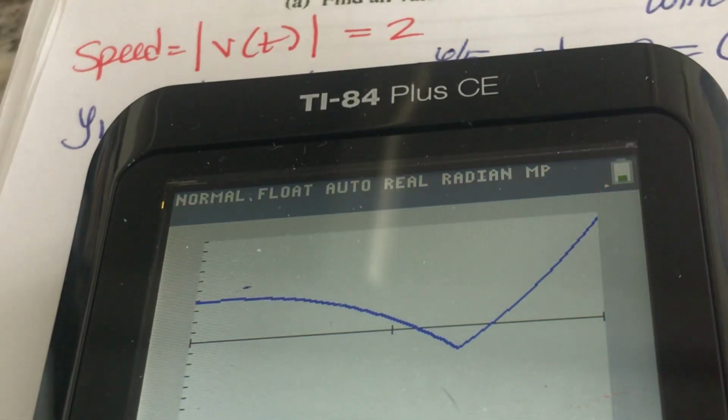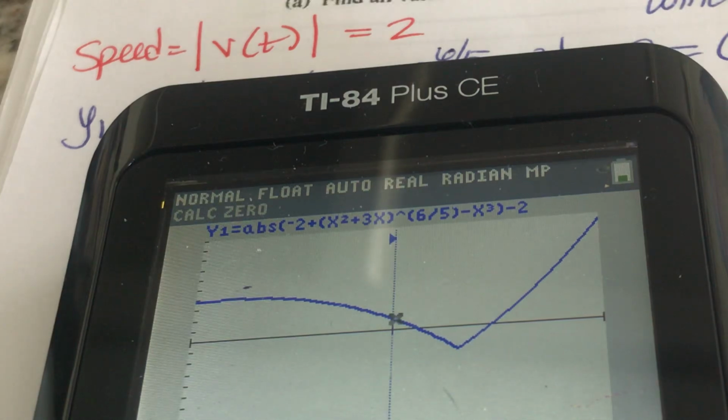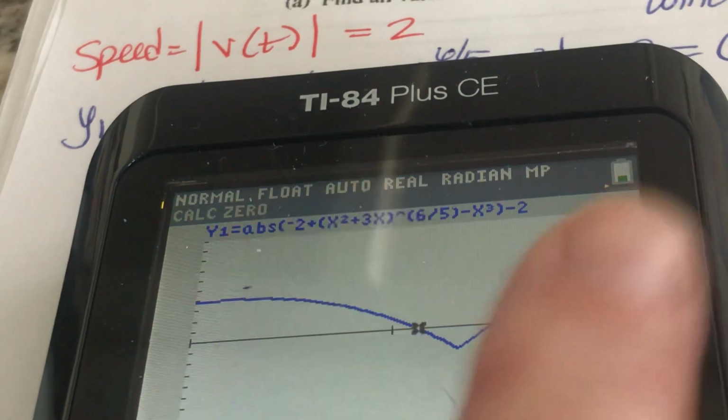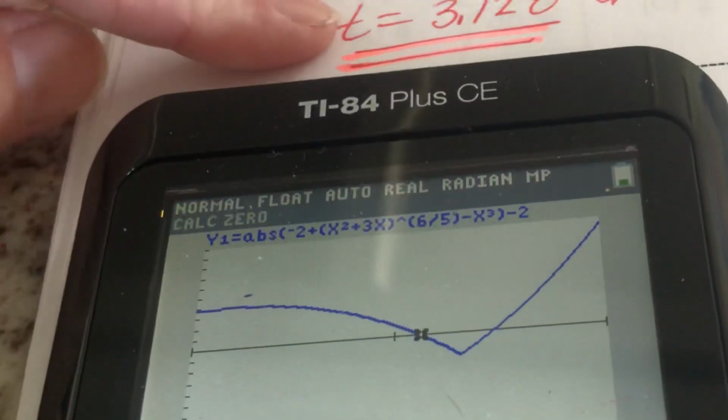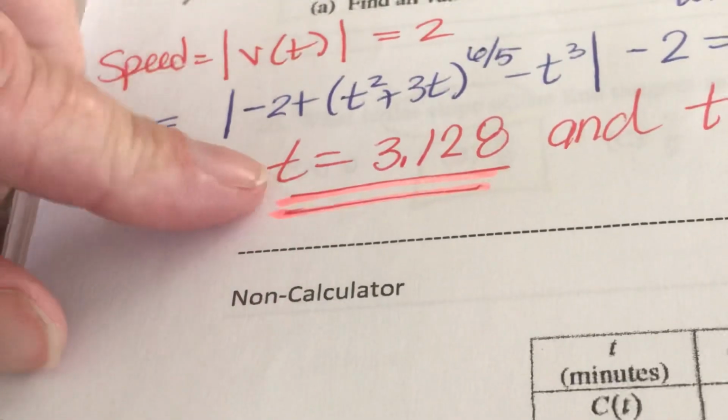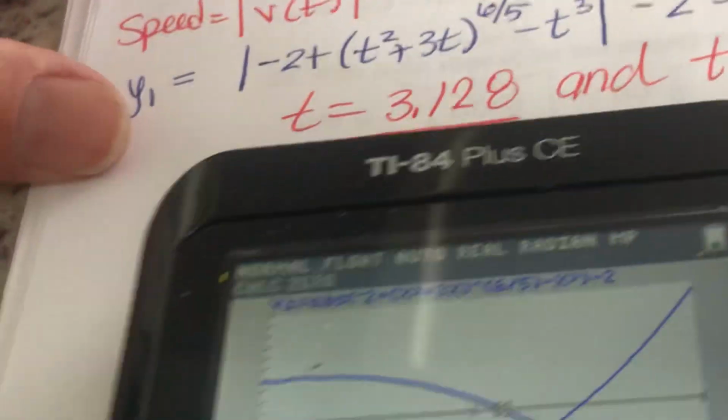So we're going to hit trace. It's already right above it, so I'm going to hit second calculate 0. Left bound enter, right bound use your arrow button to move it across. Hit enter, guess enter, and we get 3.127. We get that first answer, 3.127, and I've rounded to 3.128.